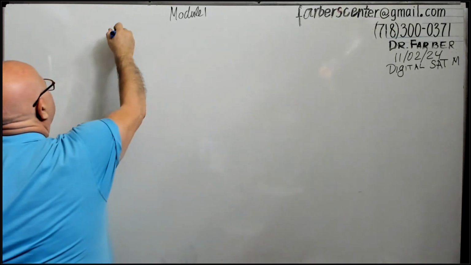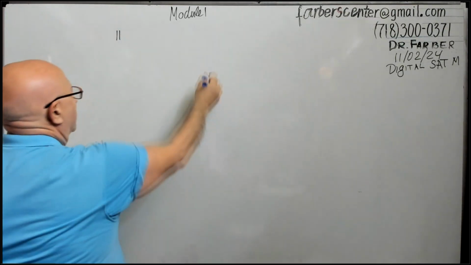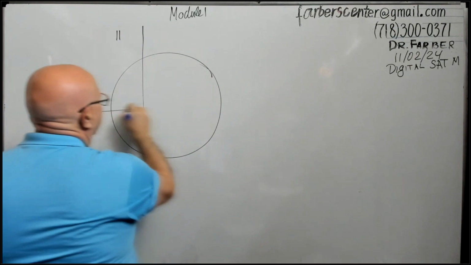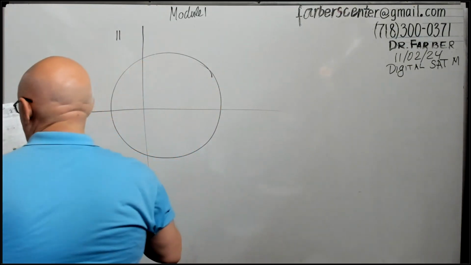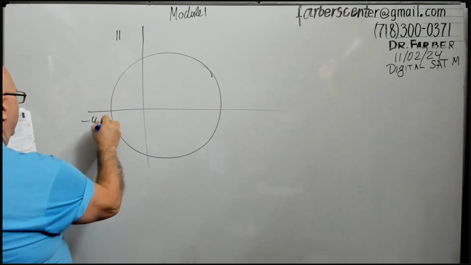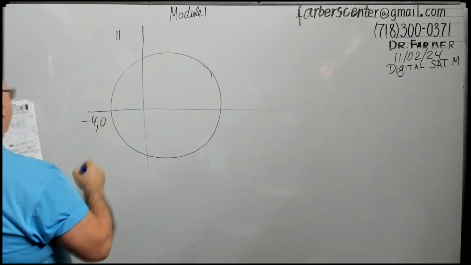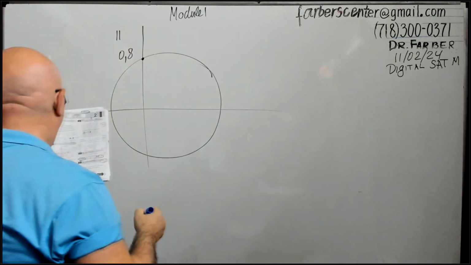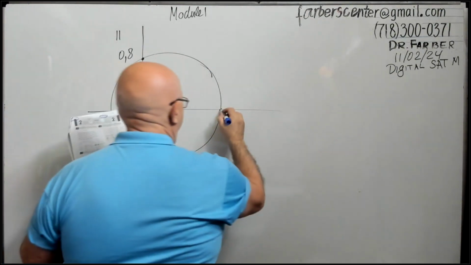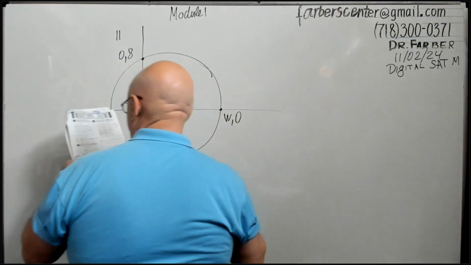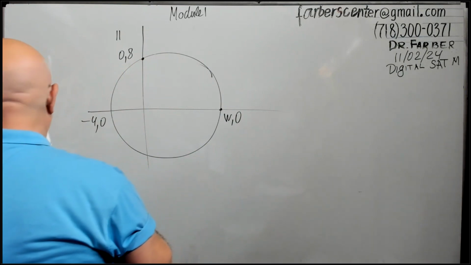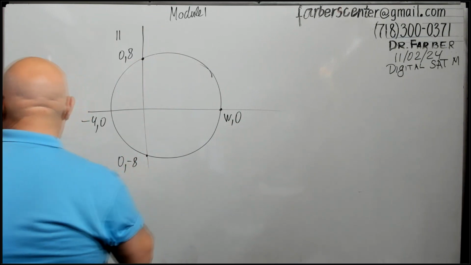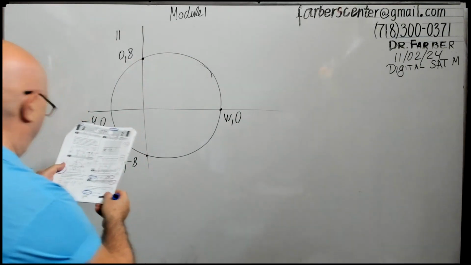Number 11. In number 11, you have a circle and Cartesian coordinates. And you have -4, 0, 0, 8. You have W, 0. And this one, 0, -8. They ask you what the value of W is.